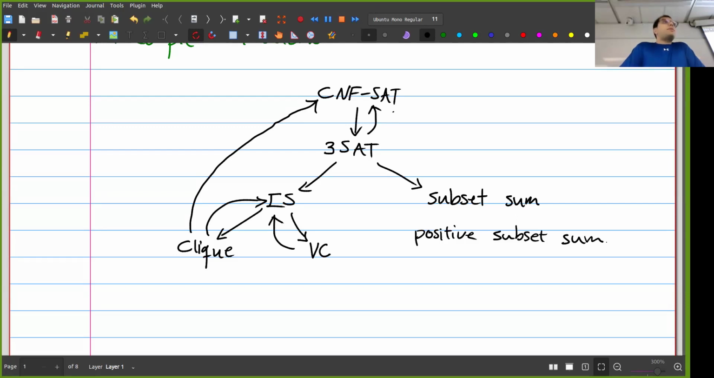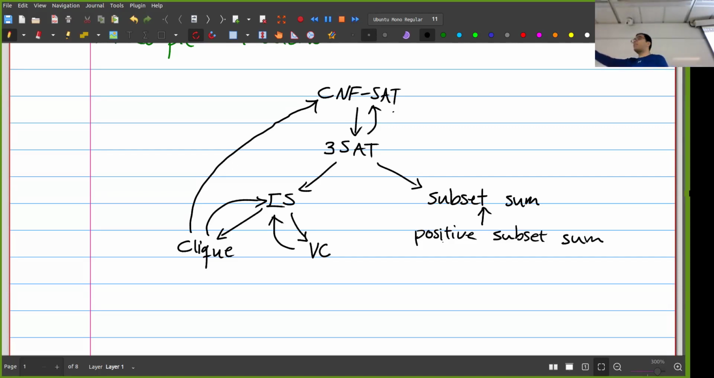Of course, positive subset sum is a special case of subset sum, right? I'm just saying that all the numbers that I'm giving you are going to be positive. And of course, the number k that I want as the sum is also going to be positive. So it's a special case of subset sum. So I definitely have this reduction, right? Because that's just a trivial reduction.